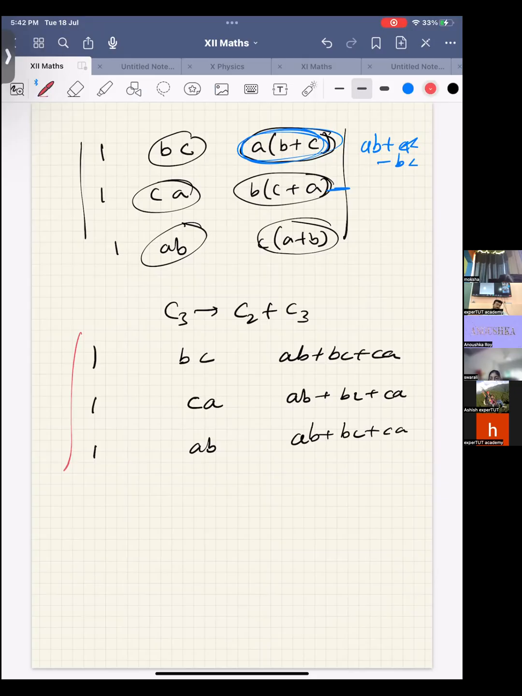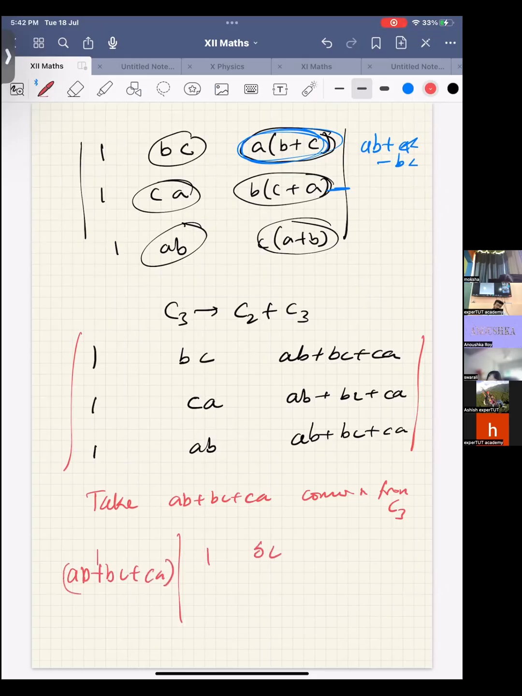The next step after this will be you take AB plus BC plus CA common from C3. So AB plus BC plus CA comes outside, and inside you get 1, 1, 1 in the column. This is easy. Either you can write take AB plus BC plus CA common, or you can also write C3 transforms to 1 by AB plus BC plus CA in C3.